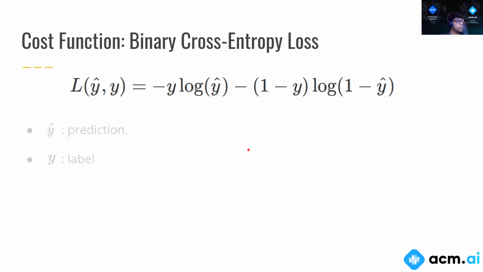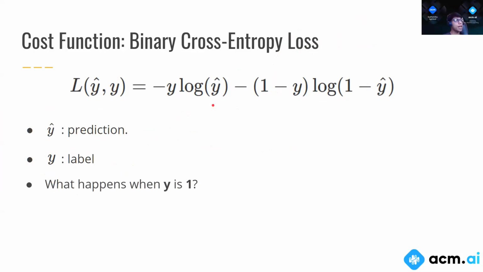So to quickly review, y hat was the prediction. It is a value output by the model. So it's something between 0 and 1. Could be 0.2, 0.7, 0.5, whatever. And y is the actual true value of the sample. It could be exactly 0 or exactly 1. And it's what we're trying to achieve.